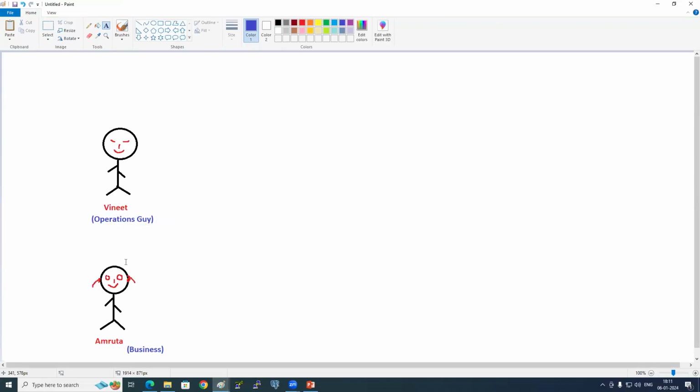Now Amruta called Vineet and said, "Hey Vineet, we are setting up a company. I have a website with me. Please put it into the server. Give me the URL so that I'll give it to the clients." You understand what Amruta said? We need to form a company. I have a website. Put it on a server somewhere. Give me that URL. I'll give it to the customers.